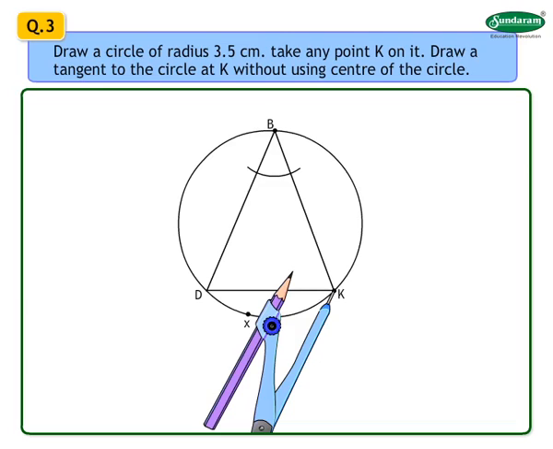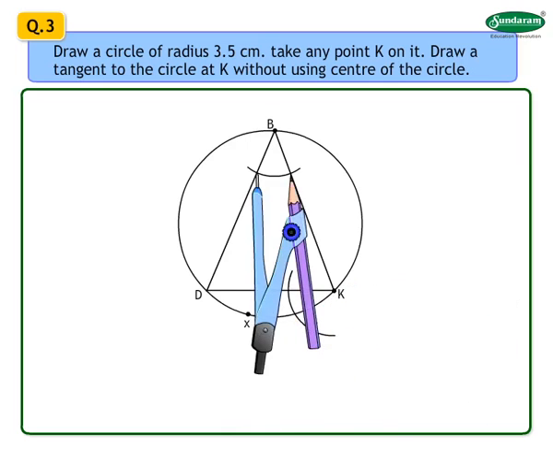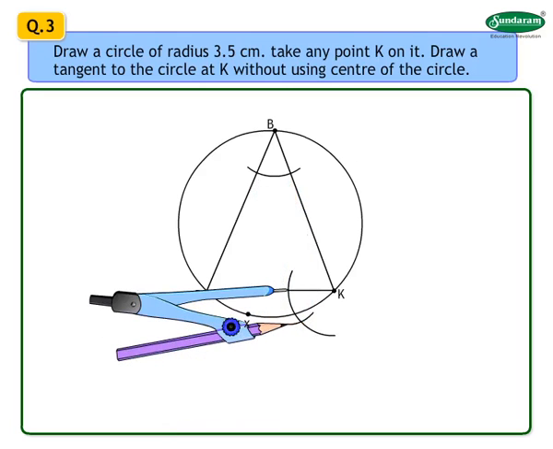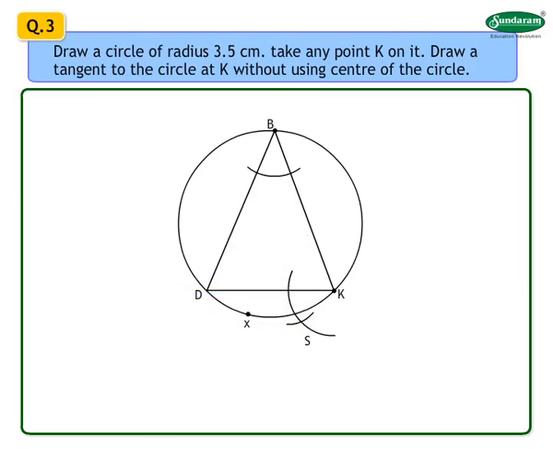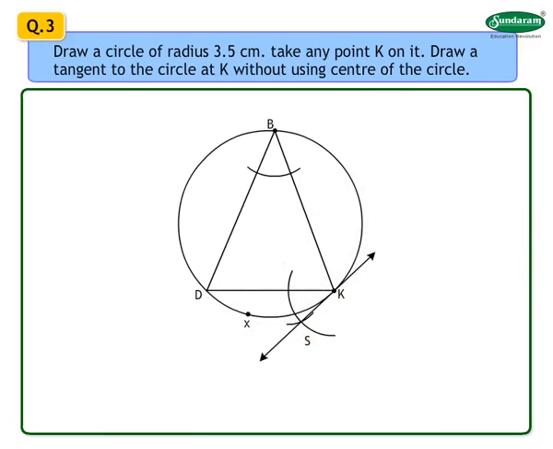Use the same measure and at vertex K, using DK as one side, draw an arc bisecting side DK. Now, cut the arc drawn from vertex K, taking the measure of the arc of angle DBK. At this point of intersection of arcs, draw ray KS. Extend it to form line KS. The line containing ray KS is the tangent to the given circle.